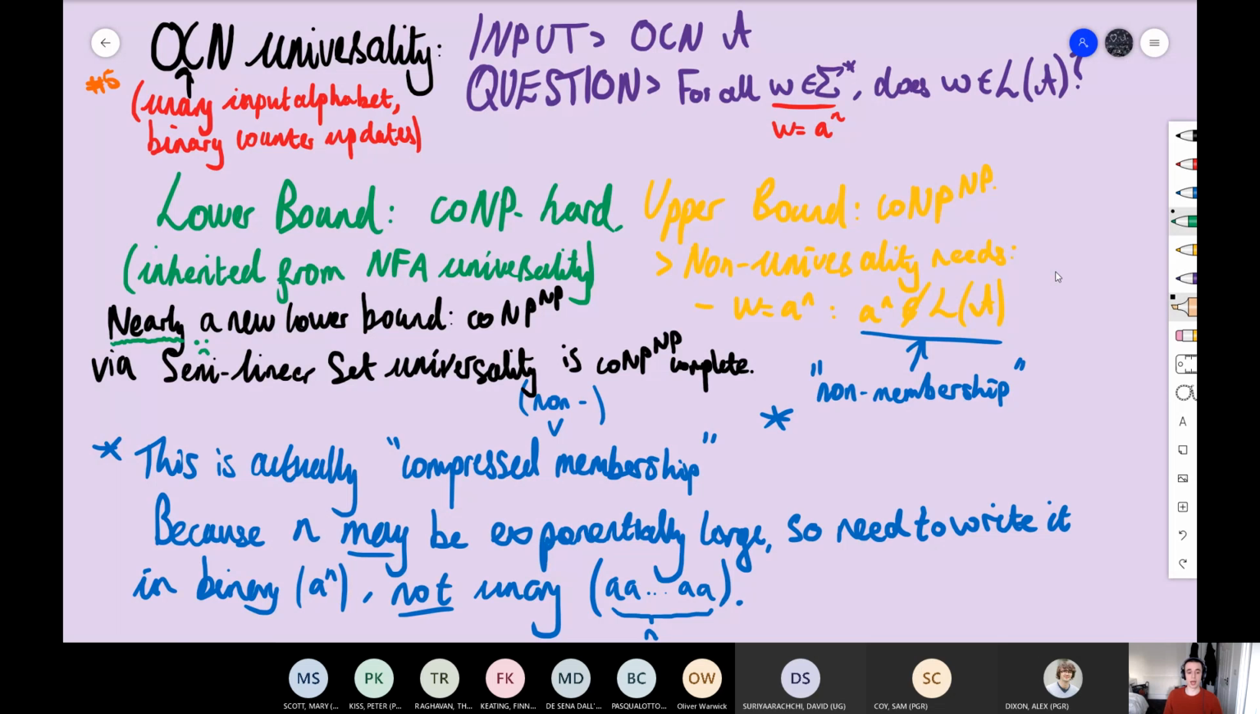And I've written down here, N may be exponentially large, so we need to write it in binary, not unary. And it turns out that this problem of compressed membership for one counternets is in NP, and therefore you can use it for certificate checking for co-NP with the NP oracle for universality. The next slide should hopefully talk about why this is NP. This is kind of recent, and I'm finding it interesting.